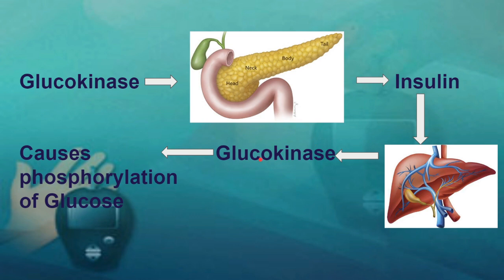But in GCK MODY, or glucokinase maturity onset diabetes of the young, in that particular disease, this glucokinase enzyme is mutated. Because of the mutation of this enzyme, whatever work was done by this enzyme will be inhibited, leading to type 2 diabetes mellitus.